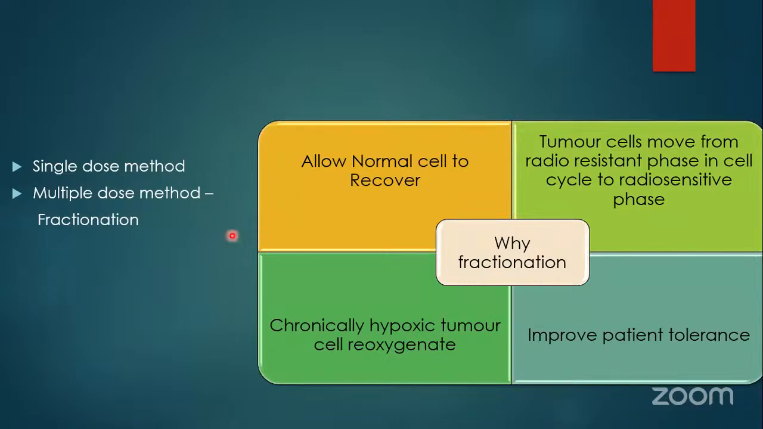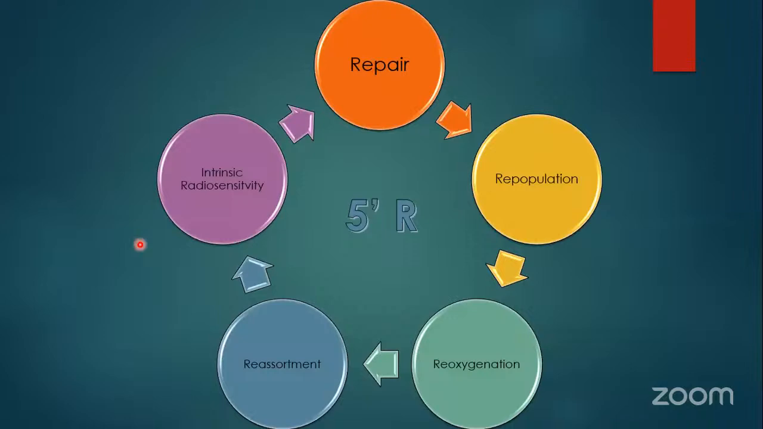Fractionation is also called the multi-dose method. Okay. These are the 5 R's of fractionation that you have to remember. Whatever we saw in the previous slide, it's like a gist only. So repair, repopulation, reoxygenation, reassortment, intrinsic sensitivity. Okay. So if they ask what are the 5 R's of fractionation, these are the things that you have to remember: repair, repopulation, reoxygenation, reassortment, and intrinsic radiosensitivity.